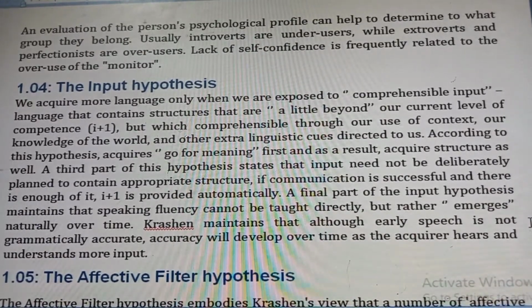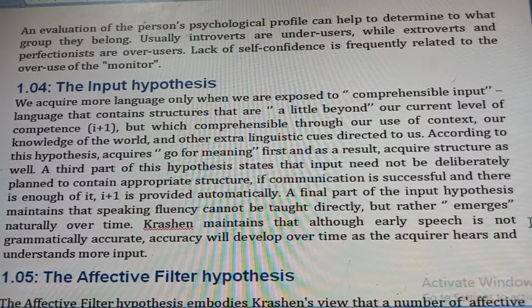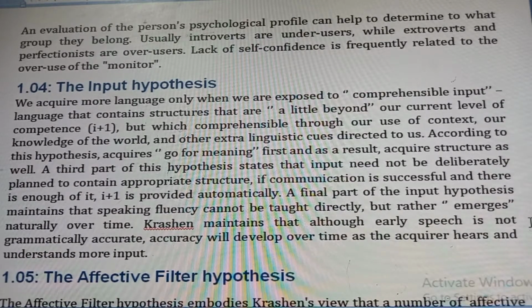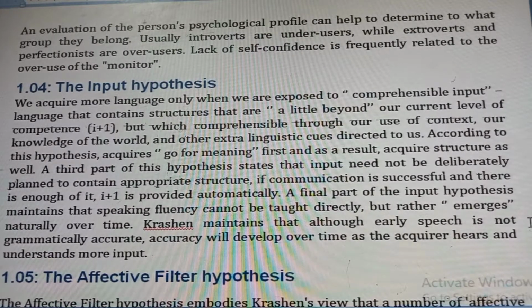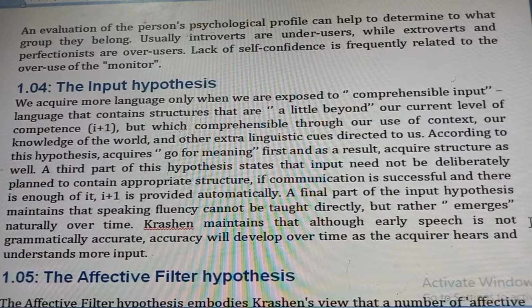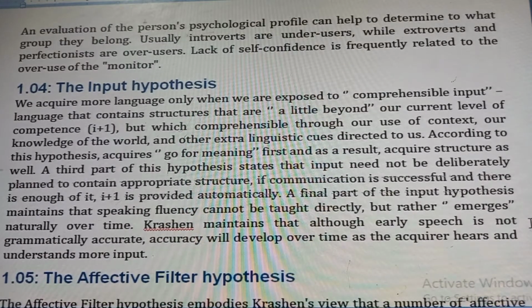The input hypothesis. We acquire more language only when we are exposed to comprehensible input. Language that contains structures that are a little beyond our current level of competence, I+1, but which is comprehensible through our use of context, our knowledge of the world, and other extra-linguistic cues directed to us.